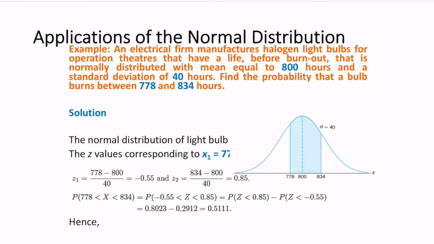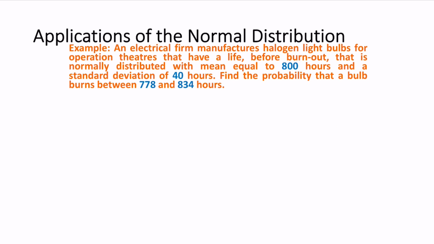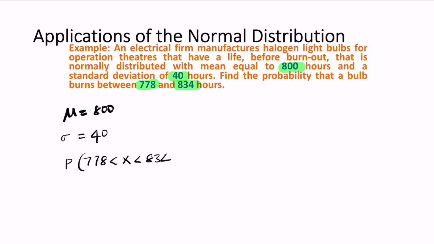Let's try another problem. Now let's try this problem here. What is the given here? So 800 is the value of mu. Standard deviation is 40. They are asking you to find between 778 and 834. So write down the data first. Mu is 800. Sigma is 40. And they are asking you for the probability of 778 less than x less than 834.